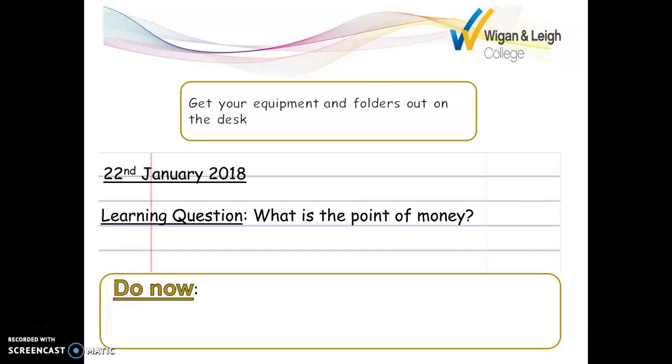Hi there, today we're going to have a look at the idea behind money. Now, we've studied economics for quite a while, but we've never really looked at exactly what money is. So what I want you to do, first of all, before we start, is just think about this question you've got here, so you do it now. What is the point of money?